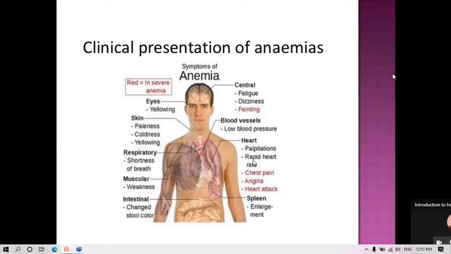And splenic enlargement or liver enlargement is because of extramedullary hematopoiesis, which we have already discussed. Yellowing of the eyes occurs in cases of hemolytic anemias, because there is increased destruction of the RBCs that leads to formation of bilirubin. And in the respiratory system, the patient will have shortness of breath.